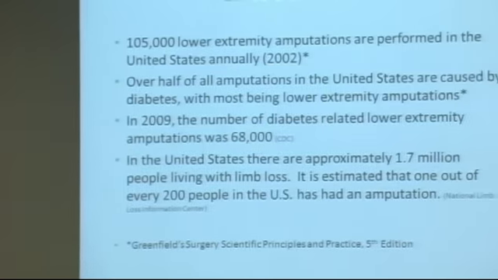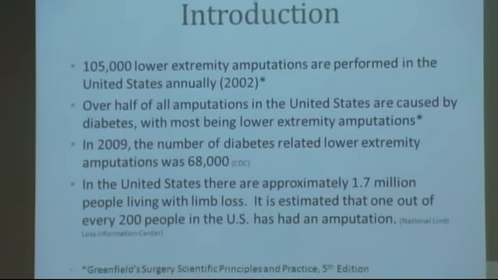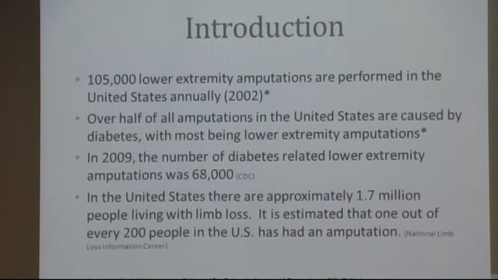All right. So just starting off with a few statistics. As everyone knows, diabetes is the leading cause of lower extremity amputations. In the United States in 2002, so a little bit of some old data here, 105,000 lower extremity amputations were performed. Over half were because of diabetes. In 2009, the number of diabetes-related amputations was 68,000. And in the United States, there are approximately 1.7 million people living with limb loss, and that's 1 out of every 200 people, so quite a few.